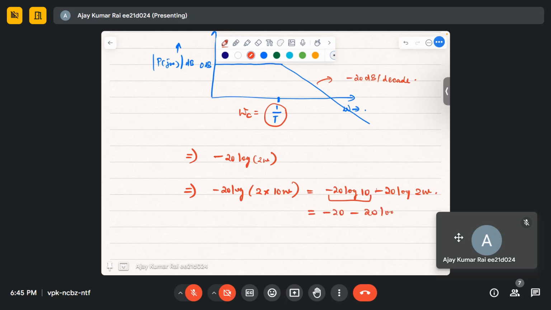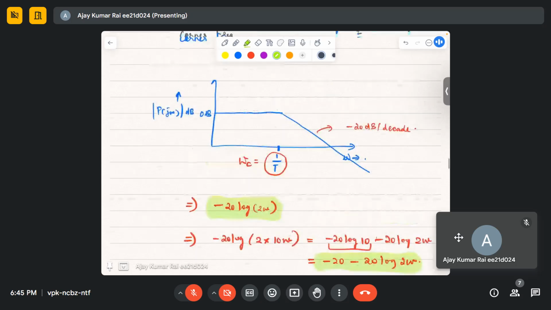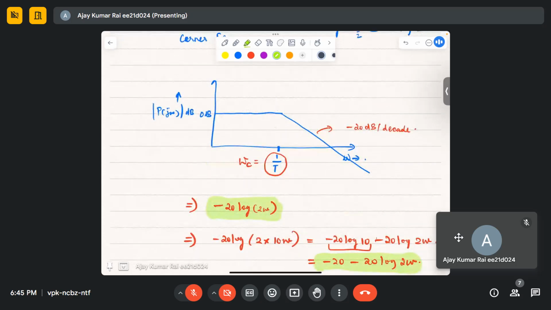Now just compare these two values: magnitude at omega and magnitude at 10 omega. So what is the difference? Now you see the magnitude has decreased by 20 dB. That's why I'm writing that the slope is minus 20 dB per decade. And the slope starts decreasing at the corner frequency.